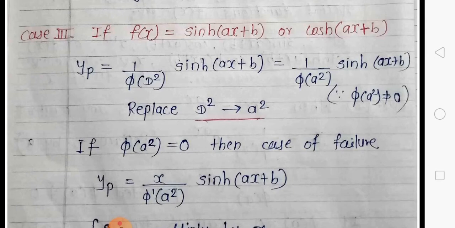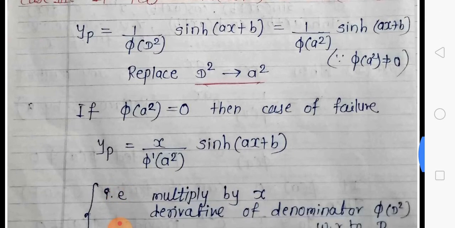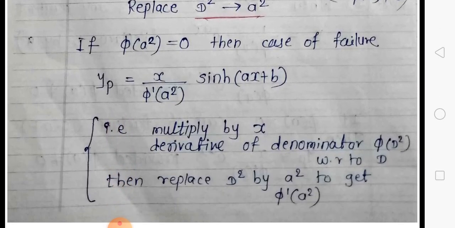But if we get it equal to 0, that is the case of failure, then we multiply by x. We write the derivative of the denominator, that is, we write the derivative of phi of d square with respect to d, and in the last step replace d square by a square.